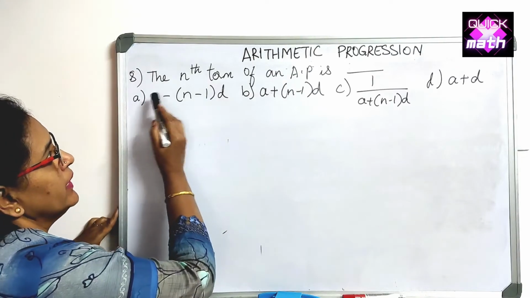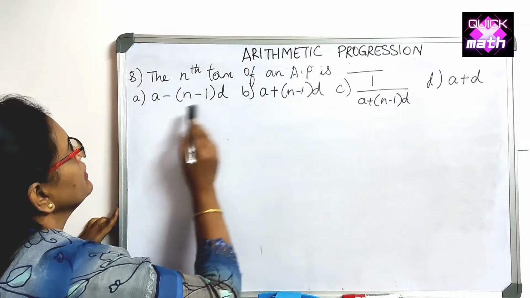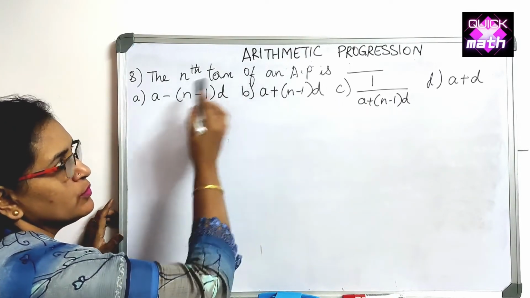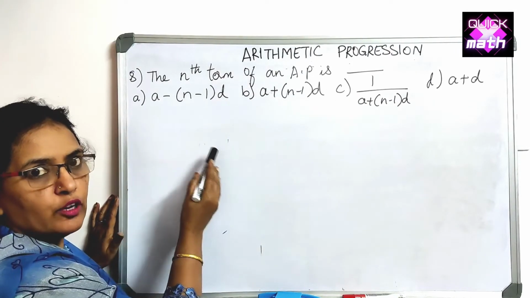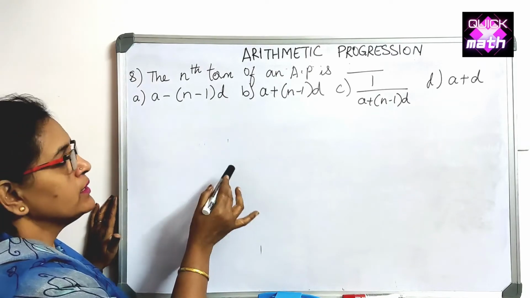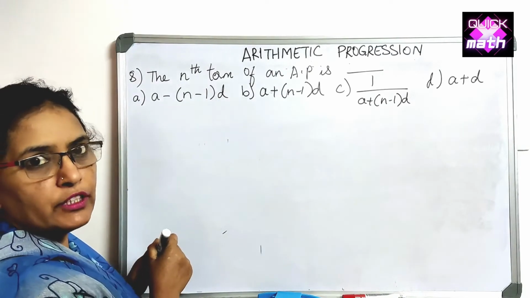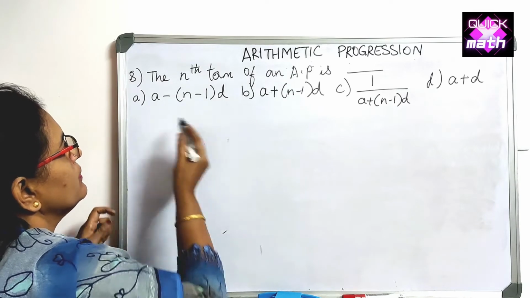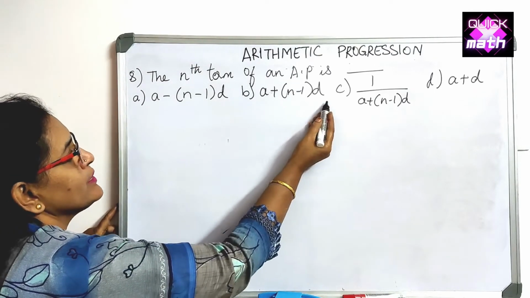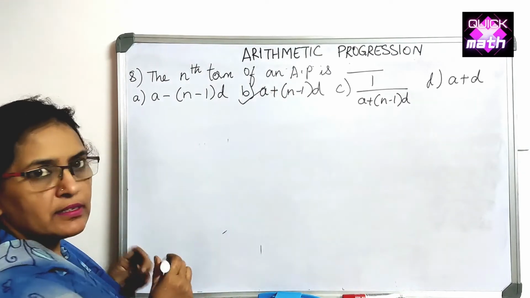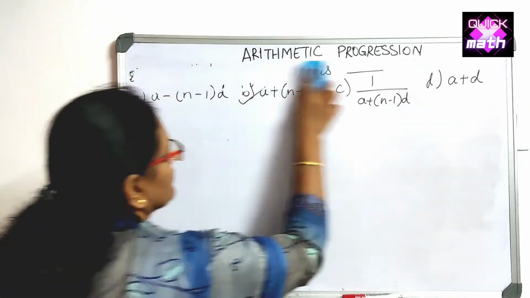Let's do the next one. The nth term of an AP is dash. So the options are given. So this question is based on the formula. So where we have learned in the formula list. So that means the nth term formula we need to identify. So the nth term formula here, the right is A plus n minus 1 into D. So the option B is the correct answer.